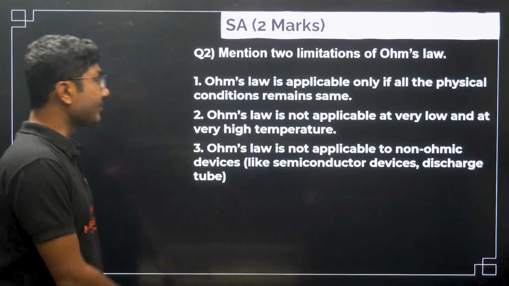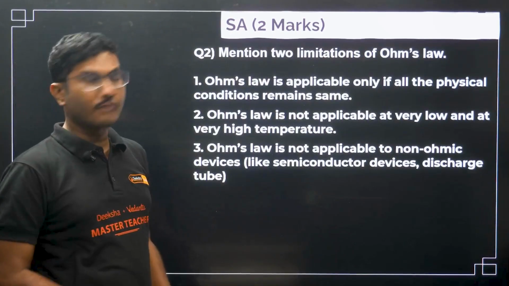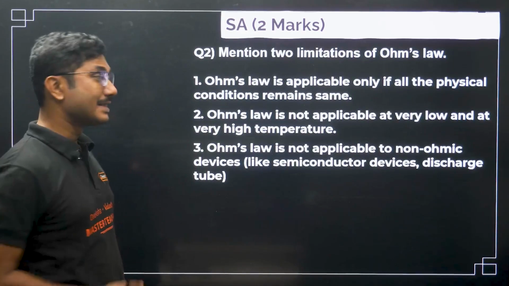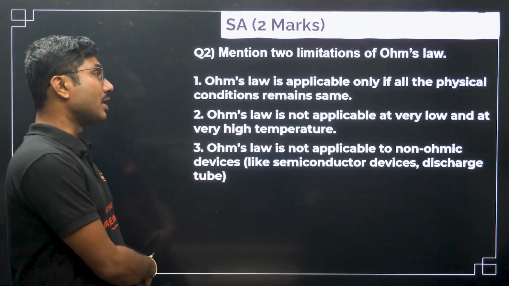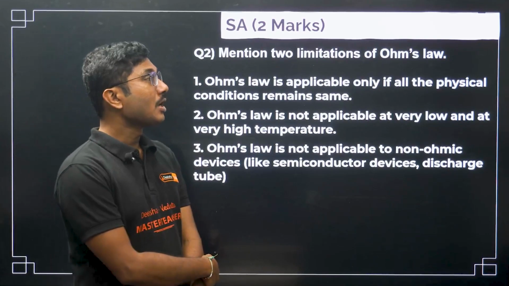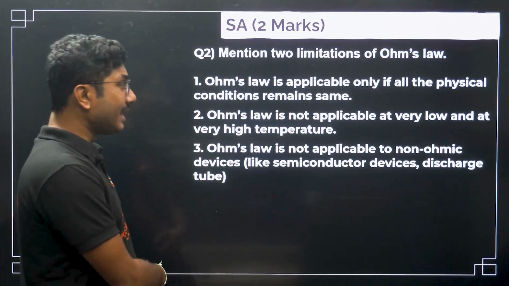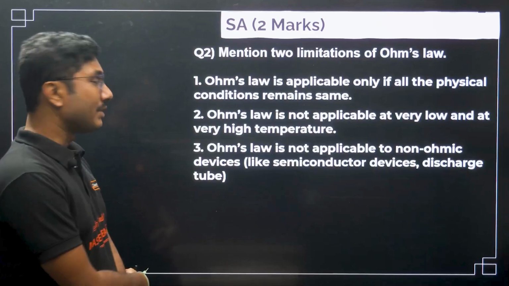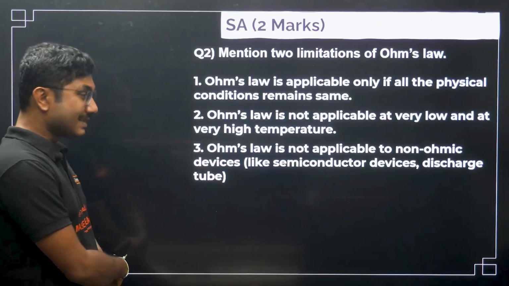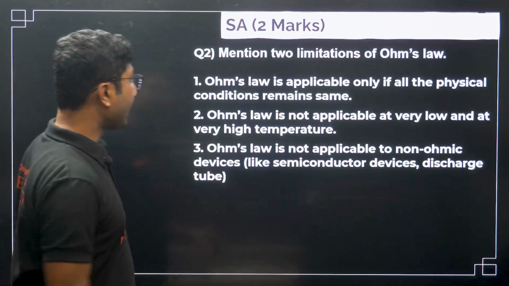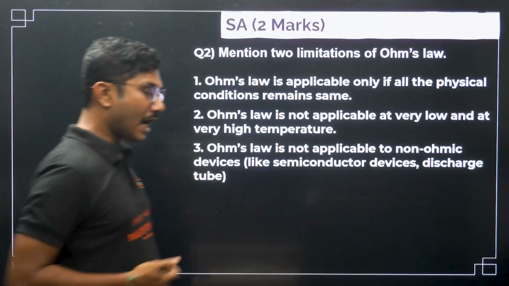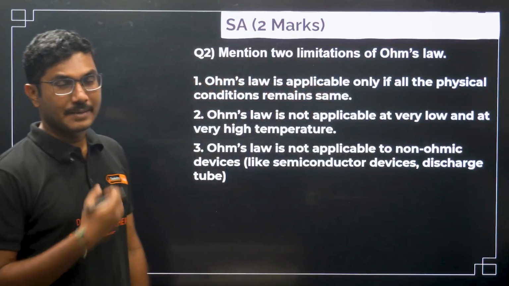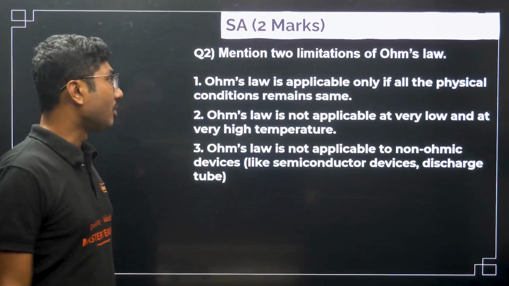Now let's move on to the next question. Mention 2 limitations of Ohm's law. Very common and mostly asked across different districts. Ohm's law is applicable only if all physical conditions remain the same. Ohm's law is not applicable at very low and at very high temperature. Ohm's law is not applicable to non-ohmic devices such as semiconductors, discharge tube, etc. Any 2 limitations are sufficient. So at very high and very low temperature, Ohm's law is not valid, and obviously the physical conditions have to be constant so that you can apply Ohm's law.